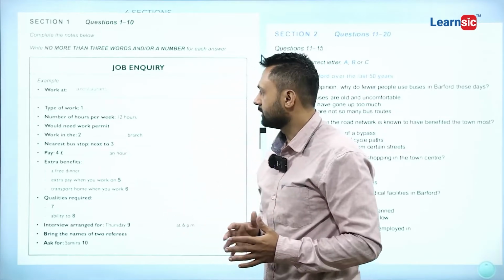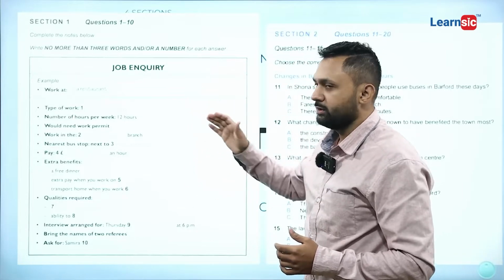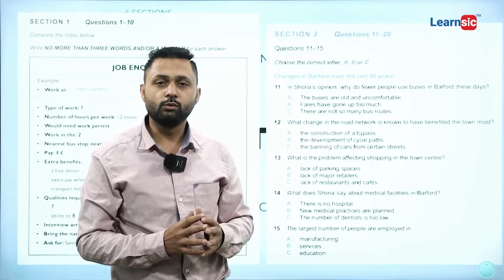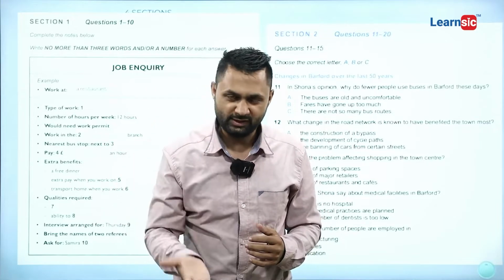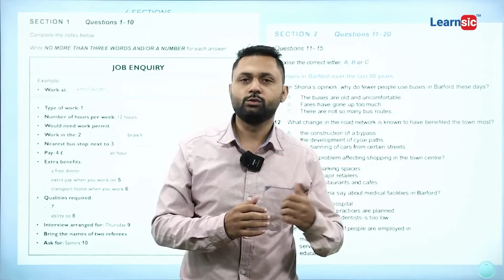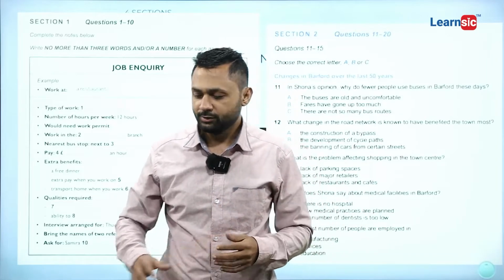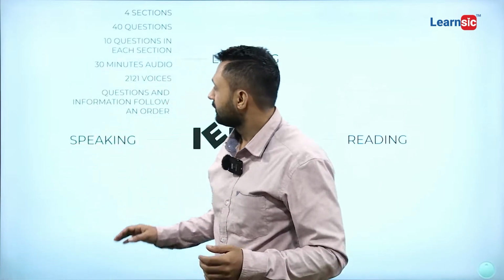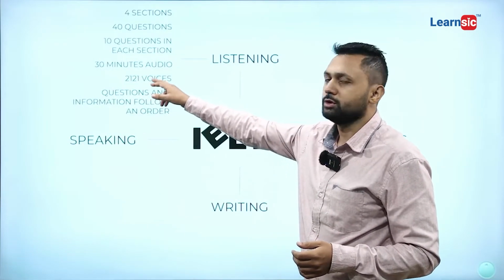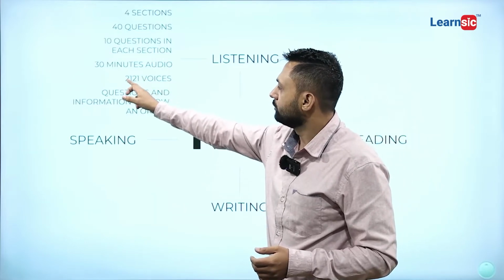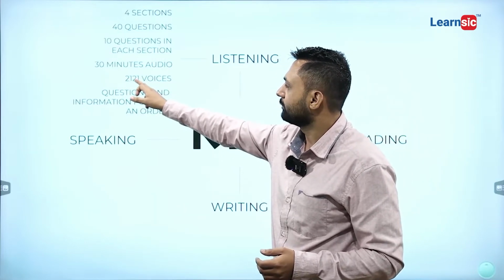But still, let me tell you, in section 1 you will be hearing 2 voices, in section 2 you will be hearing 1 voice, in section 3 you will be hearing 2 to 3 voices, and in section 4 you will be hearing 1 voice again. To make it easy to remember, you can simply remember it as 2121 voices.